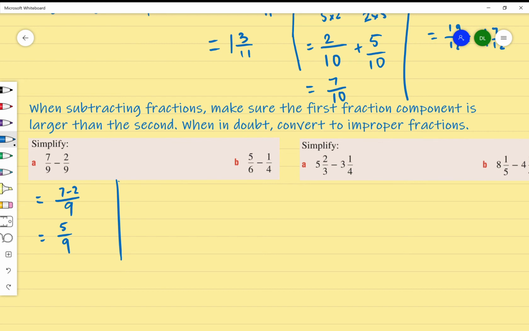So I'm thinking, well, 6 times what gives me 12? That's 2. And if I do it to the bottom, I have to do it to the top. And over here, 4 times what gives me 12? 3. So 4 times 3 and 1 times 3.